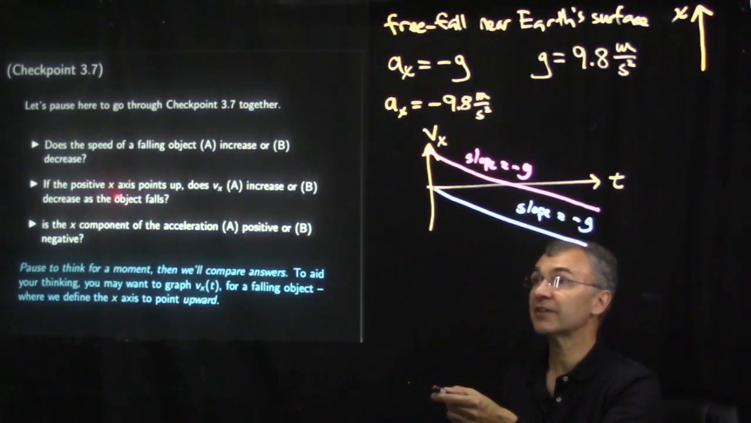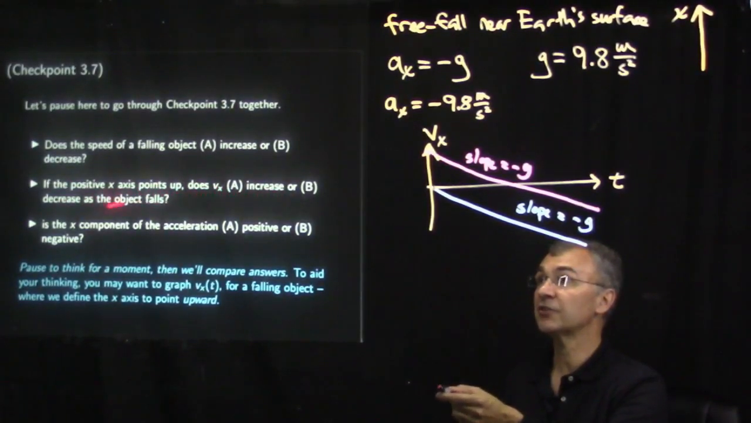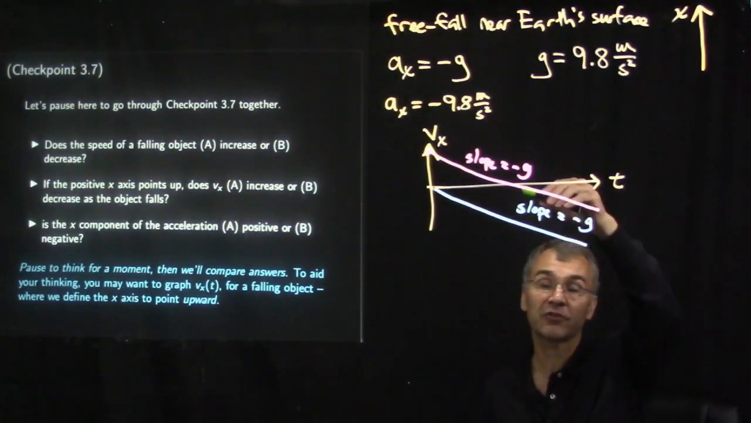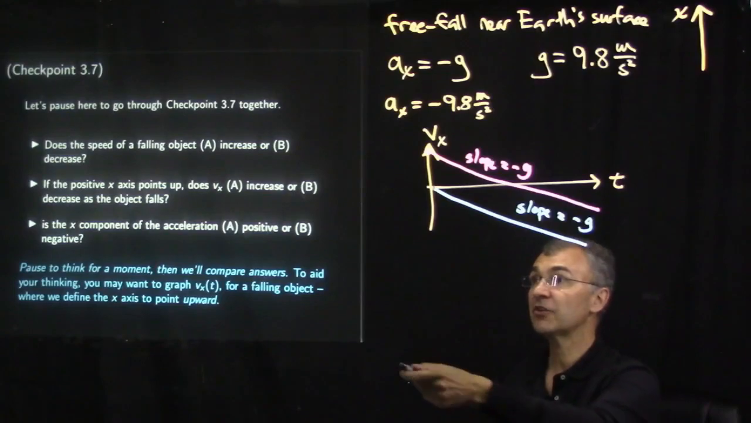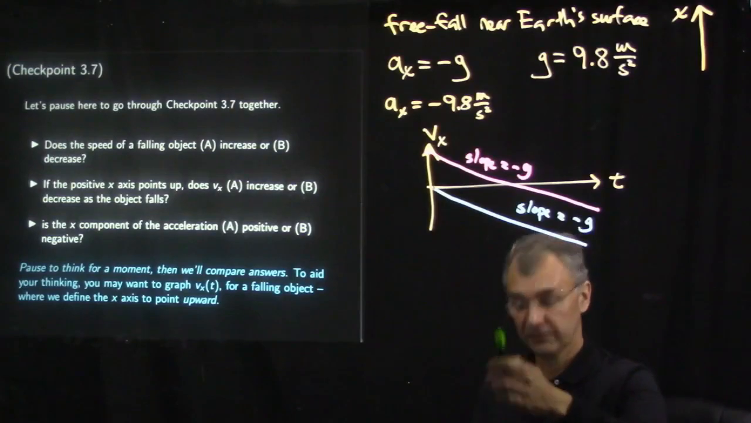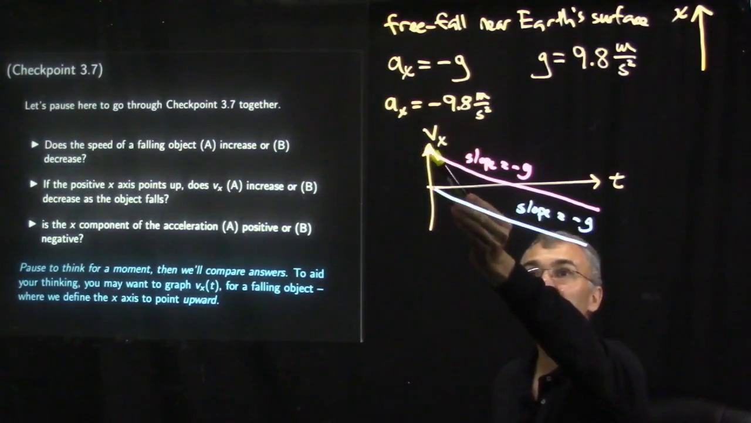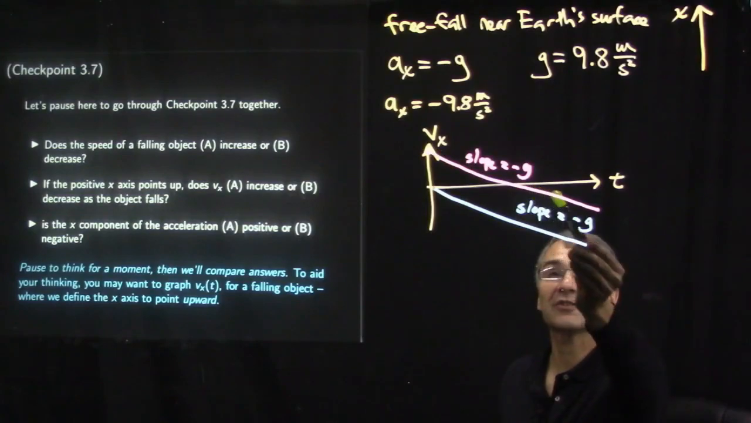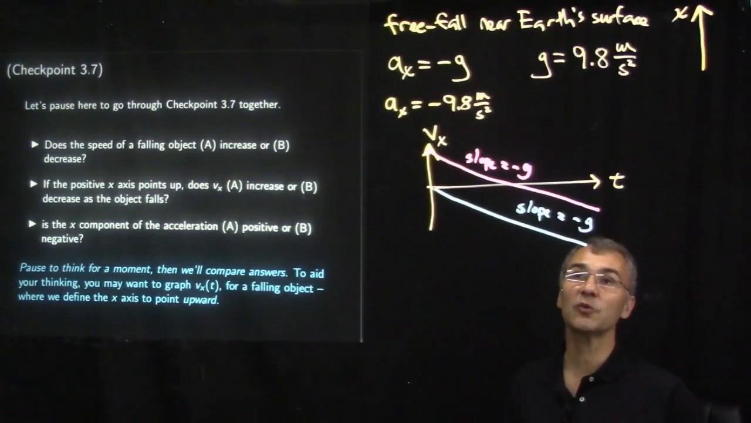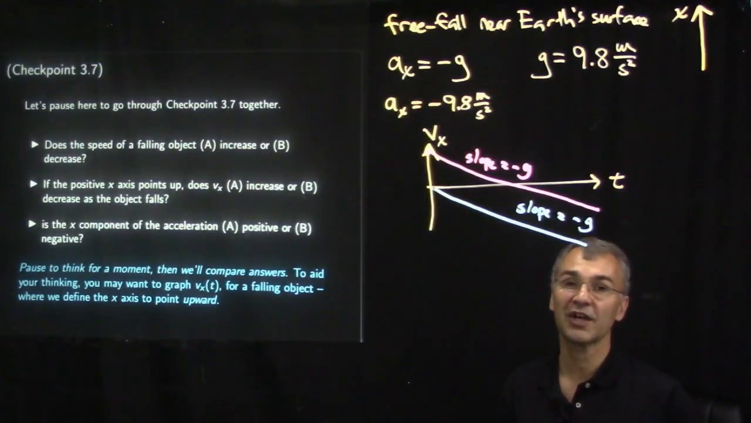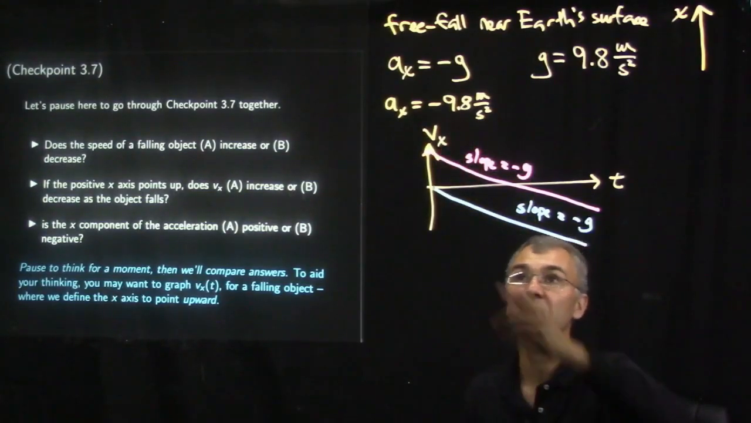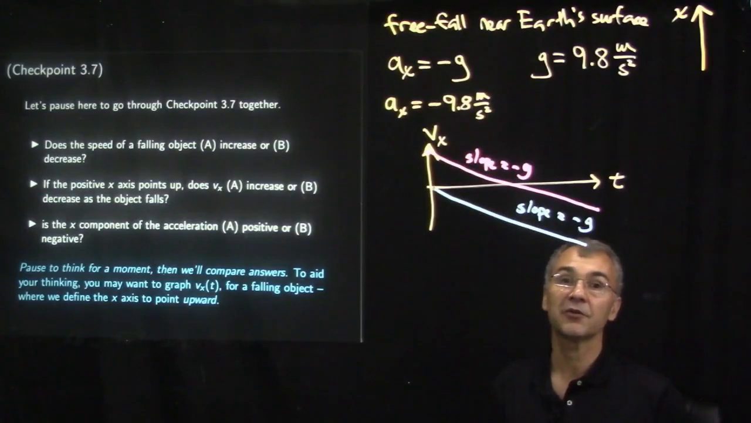Okay, now if the positive x-axis points up, does v sub x increase or decrease? Now this is true no matter whether I started it by throwing it up or I started it by just dropping it. So in either case, v sub x decreases. So you see here, v sub x started out positive, but it's decreasing at a constant rate. Here, v sub x started out at 0, but it's decreasing at that same constant rate. So either way, v sub x decreases as a function of time, because the acceleration, which is the rate of change of v sub x, is negative 9.8 meters per second squared.